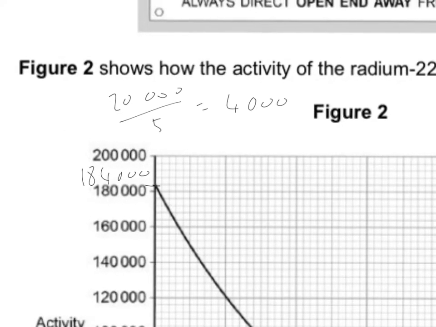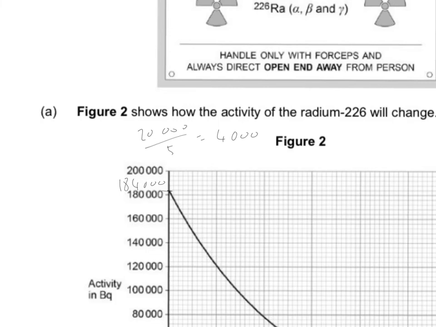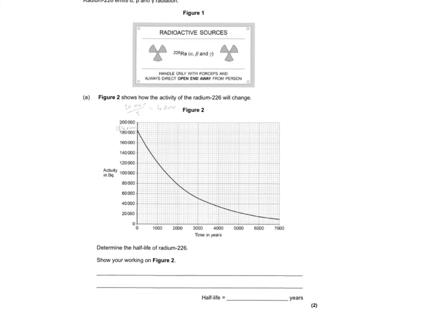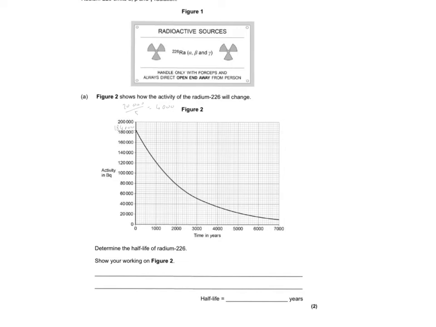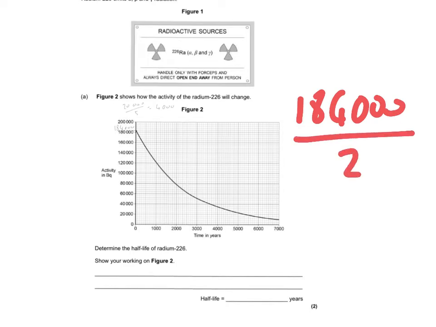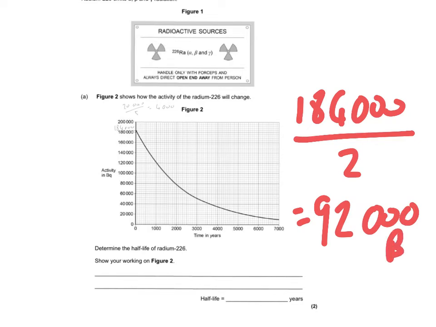Now we can zoom the graph back out, and I can show our work in here. So you've got 184,000 as the top part. We want to know how long it takes for it to halve. So I'm going to show you my working over here. I'll make my pen a bit smaller. So we've got 184,000, and we want to know how long it takes to halve. So we do that divided by 2. You can always do that on a calculator, or in your head, and that comes out to be 92,000 becquerels, which we'll have left.